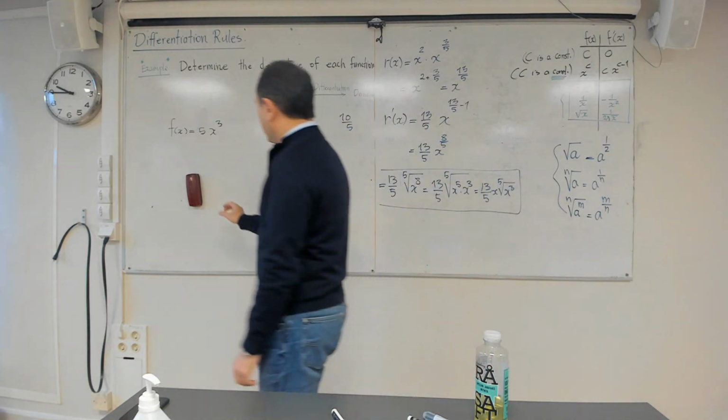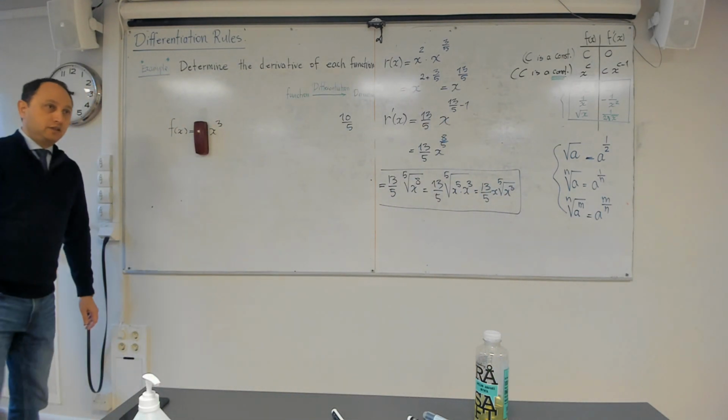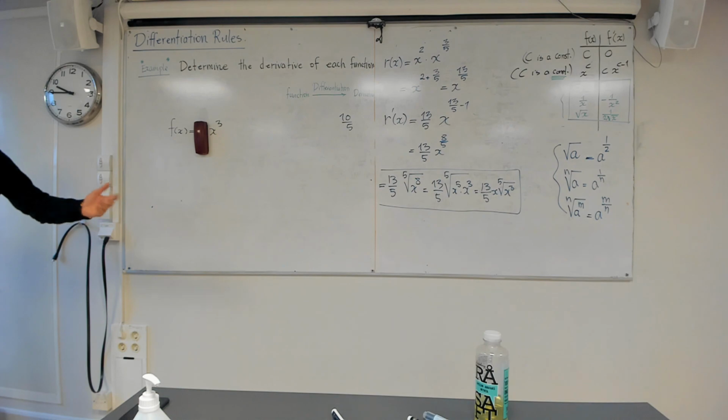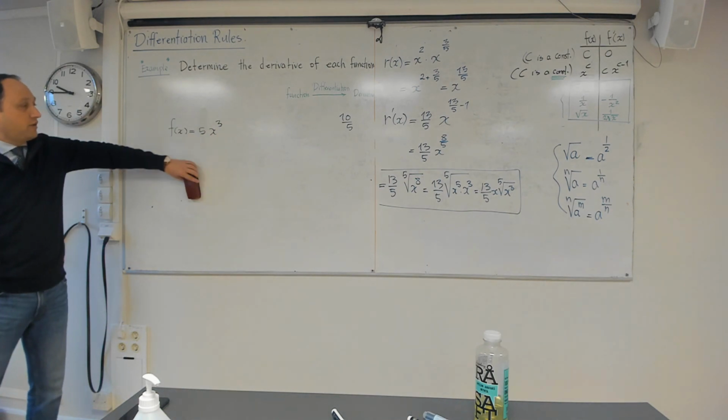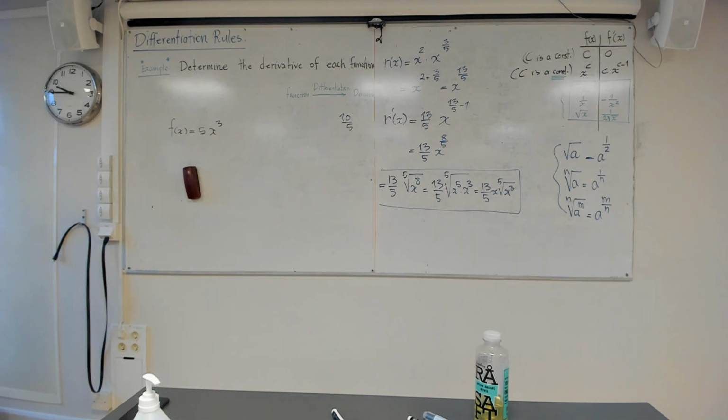Assuming that your mathematics is excellent, how do you answer this question? Let me ask you this question. If I don't have this 5 here, is that hard? No. It is 3x squared. Now I have this 5 here. What is the answer?